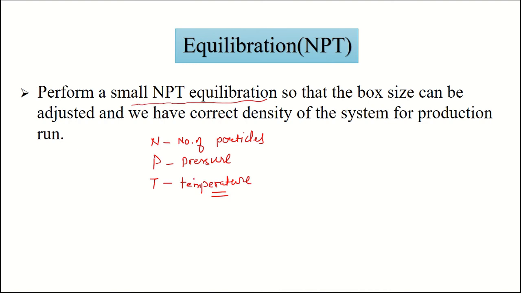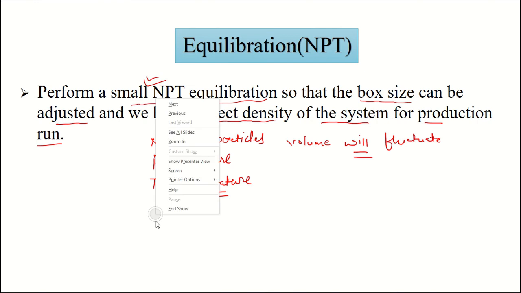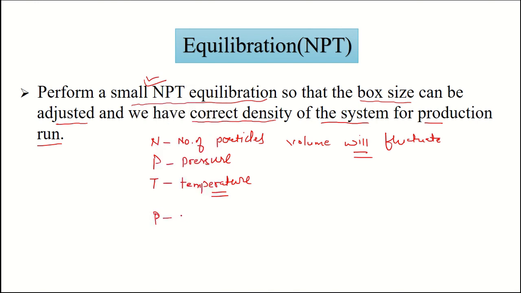So before running the production run, we can perform a small NPT equilibration so that the box size can be automatically adjusted. Here the volume will fluctuate, and we will have the correct density of the system for the production run. What we want is a decent initial configuration for the production run, where the pressure is 1 atmosphere, the temperature is 300 Kelvin, and the volume is constant. So that's why we do a small NPT equilibration.